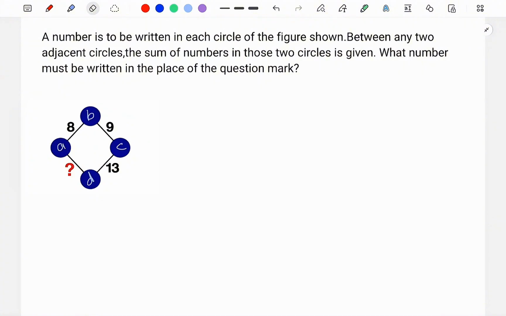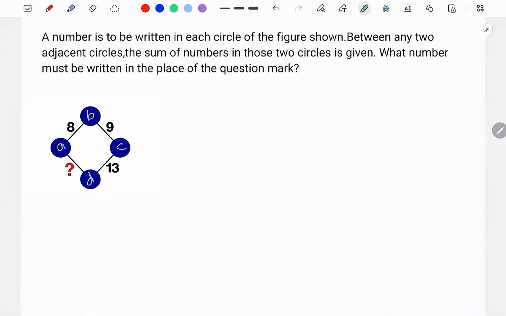A number is to be written in each circle of the figure shown. Between any two adjacent circles, the sum of the numbers in those two circles is given. What number must be written in the place of the question mark? Here you can see a question mark, and all other sums are given. A and B sum is 8, B and C sum is 9, and the sum of C and D is 13. But the sum of A and D is not given, it is a question mark over here.